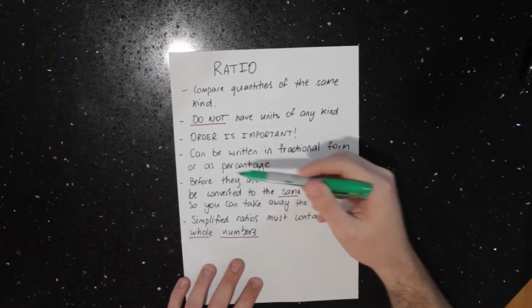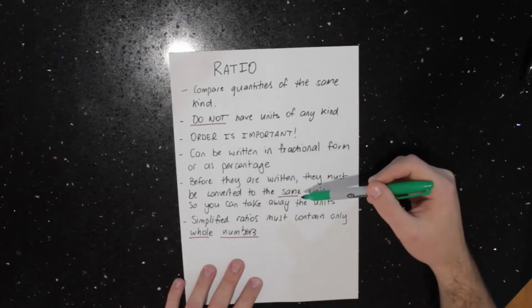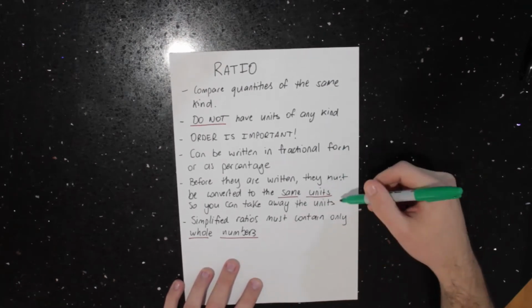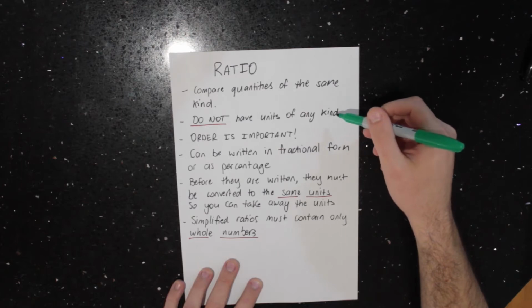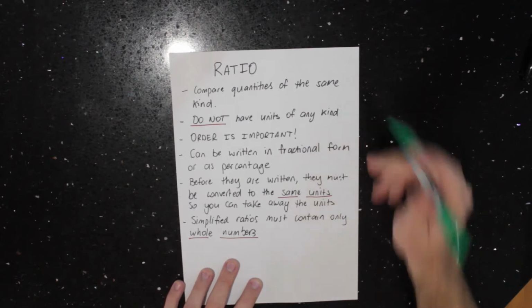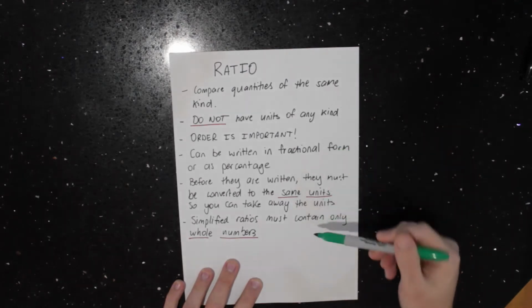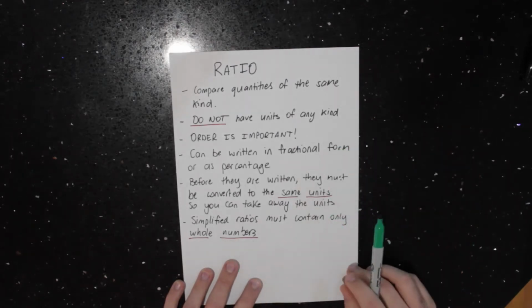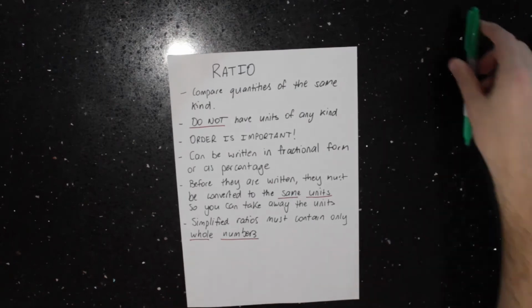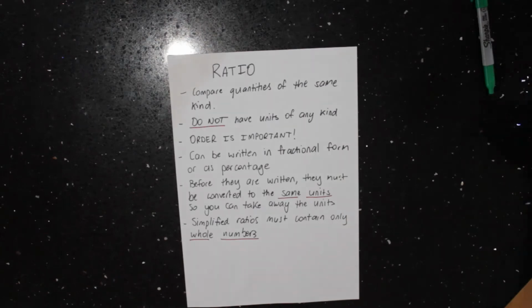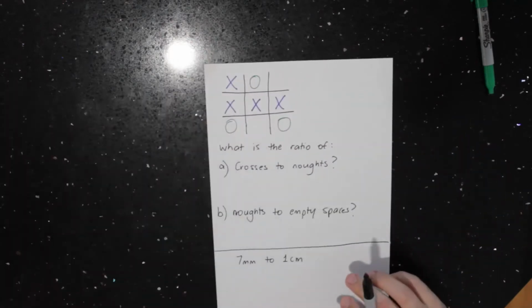And then before they are written, they must be converted to the same units so you can take away the units. So this will make sense as well, coming up to here, saying that they don't use units of any kind, but I'm going to show you some examples in a minute. And the last thing is simplified ratios must contain only whole numbers. Now, you might be asking, well, okay, I've just told you a whole bunch of facts about ratios, but what does it actually mean? Well, let's have a look at this.